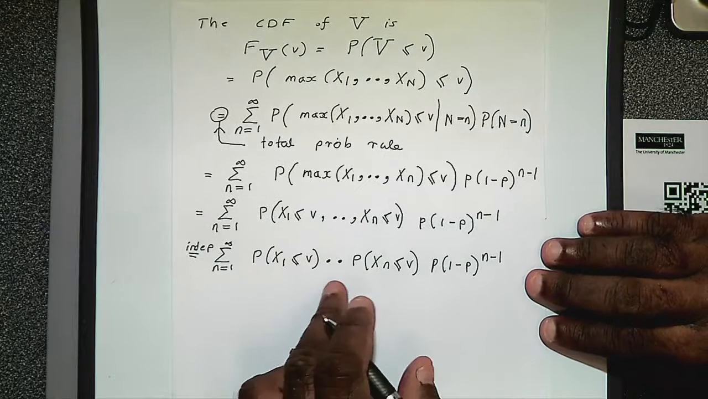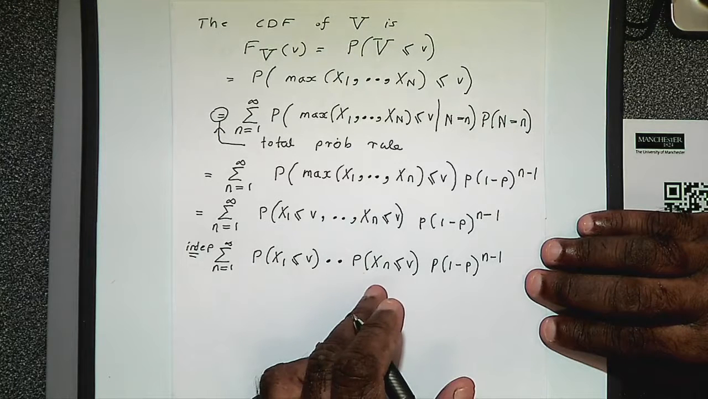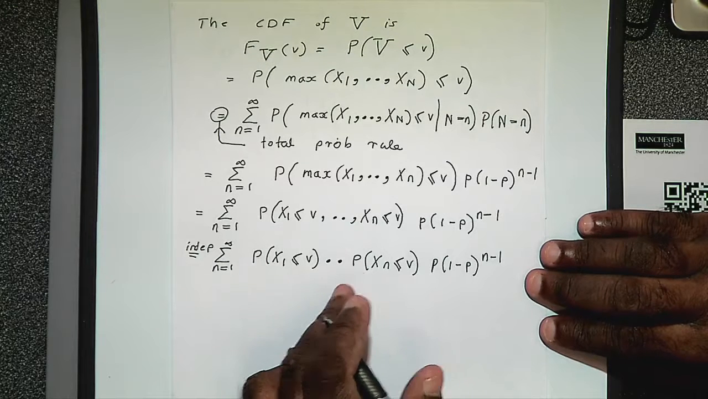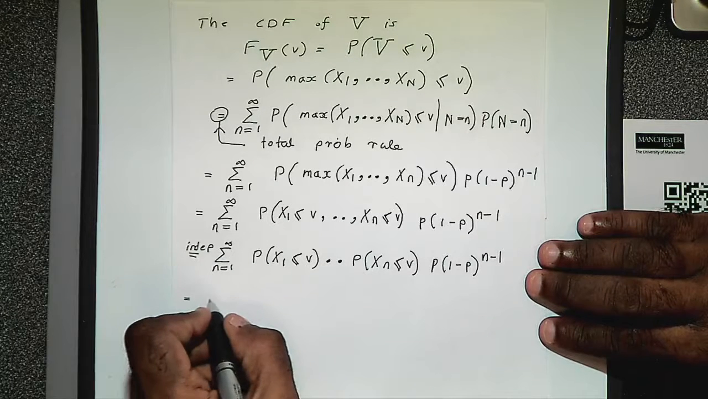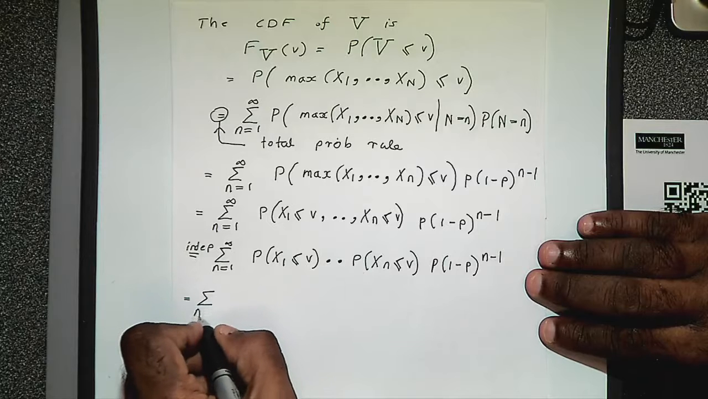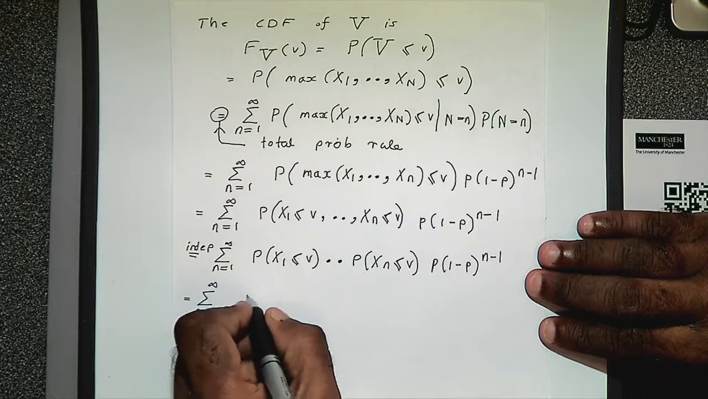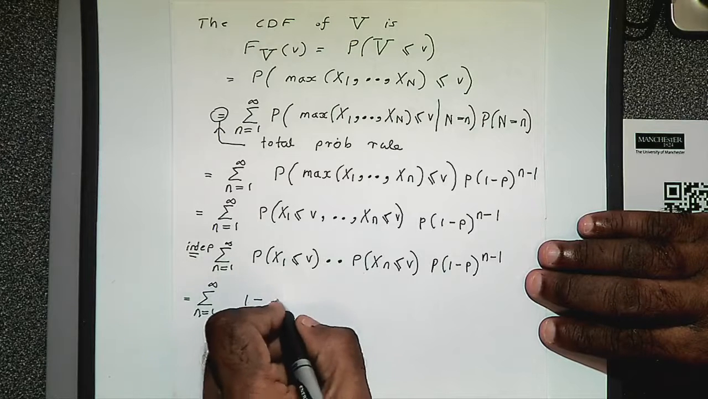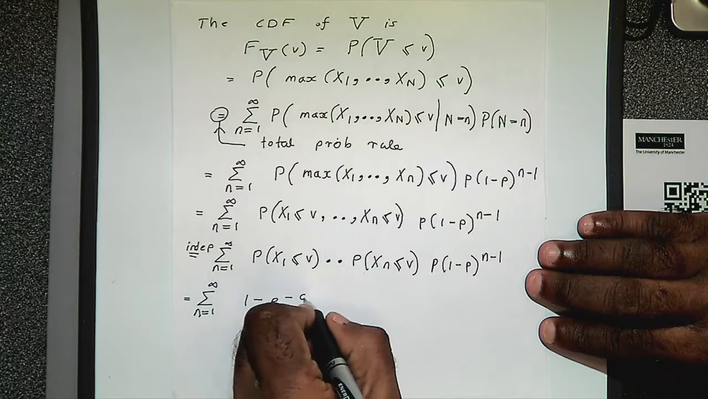Now each of these is the CDF of a geometric random variable, sorry, of an exponential random variable. So what you have is this guy here is 1 minus e to the minus a times v.